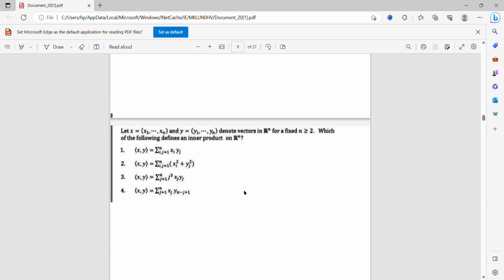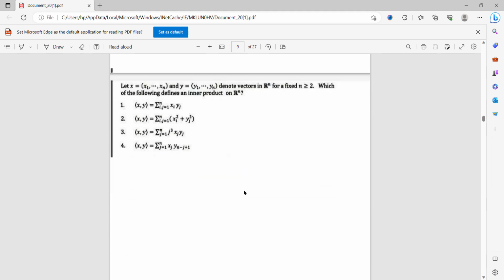Now come to the next problem. x is a vector in R^n and y is also a vector in R^n.